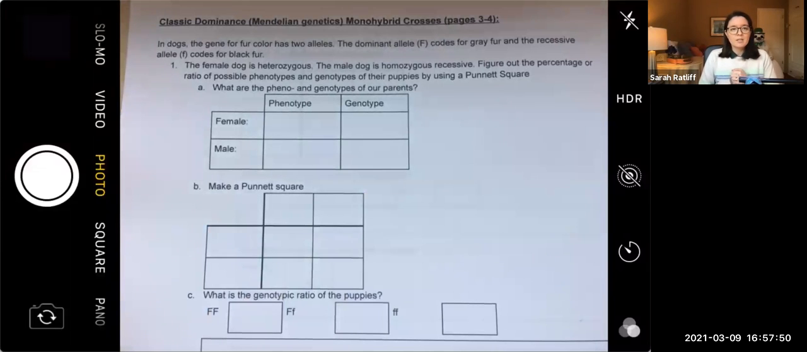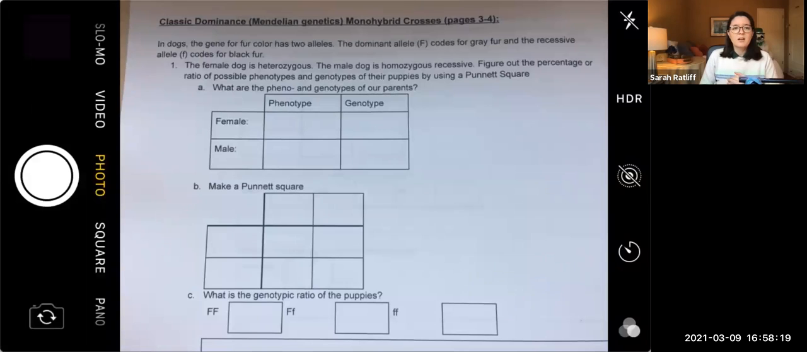All right. So in dogs, the gene for fur color has two alleles. The dominant allele, capital F, codes for gray fur, and the recessive allele, little f, codes for black fur. So right off the bat, it's telling us what is dominant, what is recessive, and which letters to use. We don't have to even think about much of anything. It gives us letters, we don't have to come up with letters. It tells us what's dominant, what's recessive.